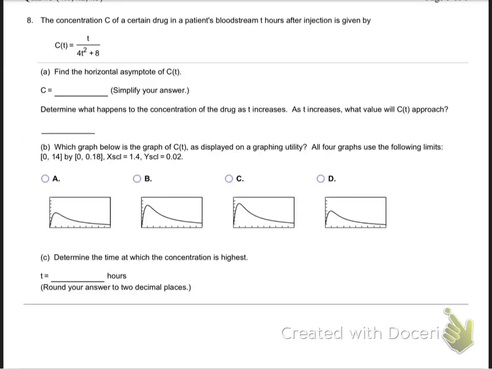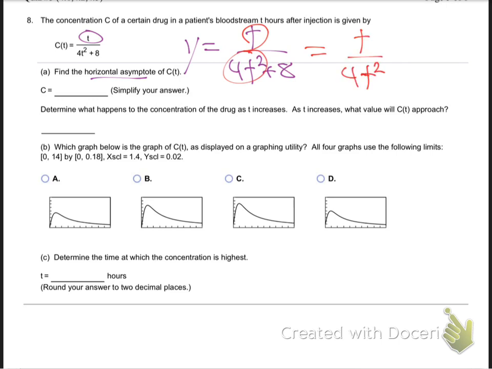Okay, so this function, let me just call it y equals t over 4t squared plus 8. They're asking us to find the horizontal asymptote. Remember how we find horizontal asymptotes? We basically plug in infinity, and it's highest power on the top over highest power on the bottom. So it would be t over 4t squared. That's all that matters. If you're plugging in something like 1,000 for t there, the 8's not going to matter at all.